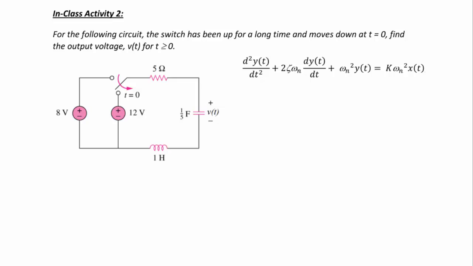All right, now let's try an example that involves a second-order circuit that can be described by a second-order differential equation. For the following circuit, the switch has been up for a long time and moves down at t equals 0. Find the output voltage V of t for t greater than or equal to 0. This is like a step response circuit where it switches from the 8-volt to the 12-volt source. So in this case, the input is the 12-volt source, and the output is V of t, the voltage across the capacitor.